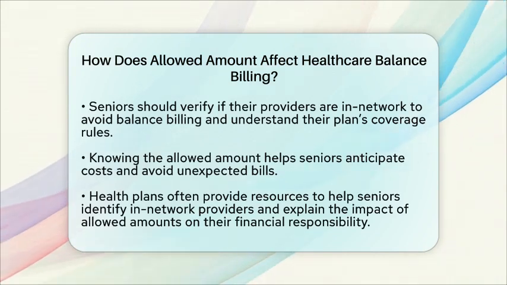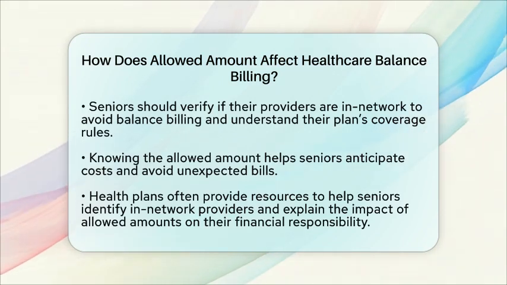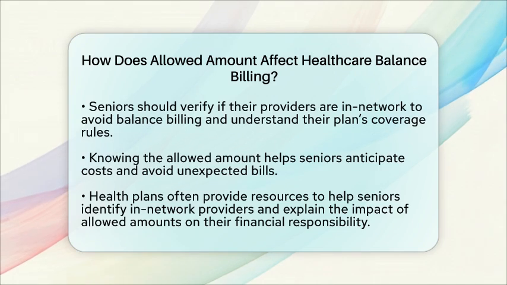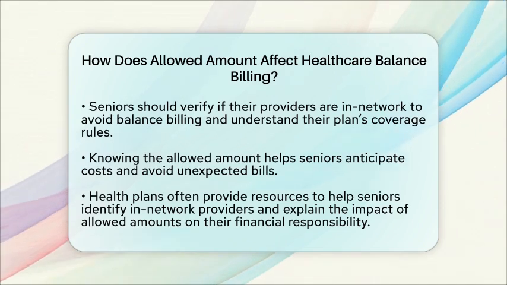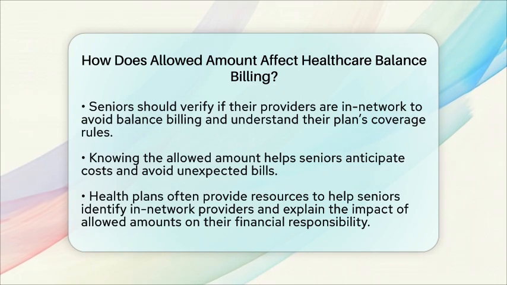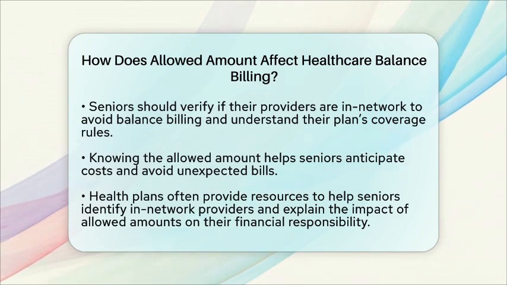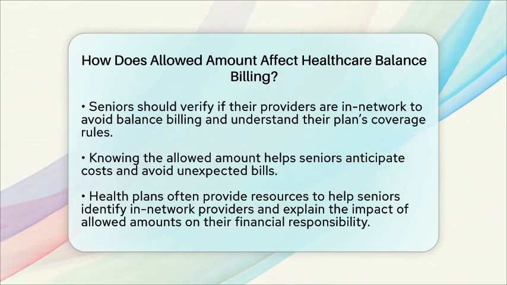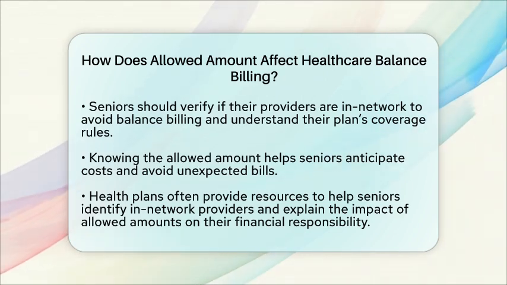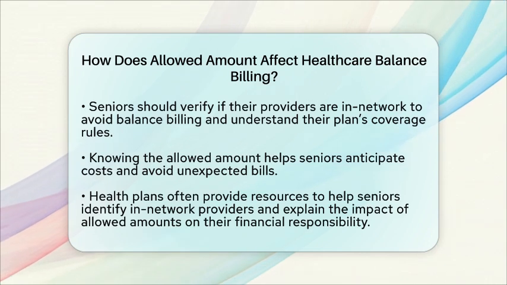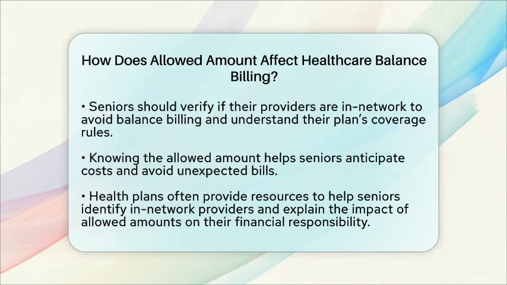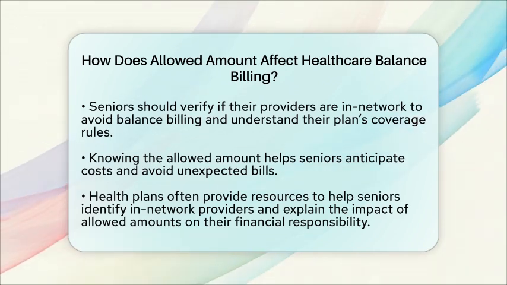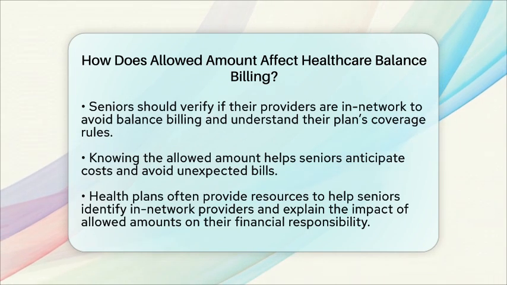Health plans and insurance for seniors often provide resources to help members identify in-network providers and explain how allowed amounts affect their financial responsibility. In essence, the allowed amount plays a significant role in determining whether balance billing occurs. It establishes the insurer's payment limit, and any charges above this amount by out-of-network providers may be billed directly to the patient. This can increase healthcare costs for seniors, making it essential to stay within network and understand allowed amounts to minimize balance billing risks.